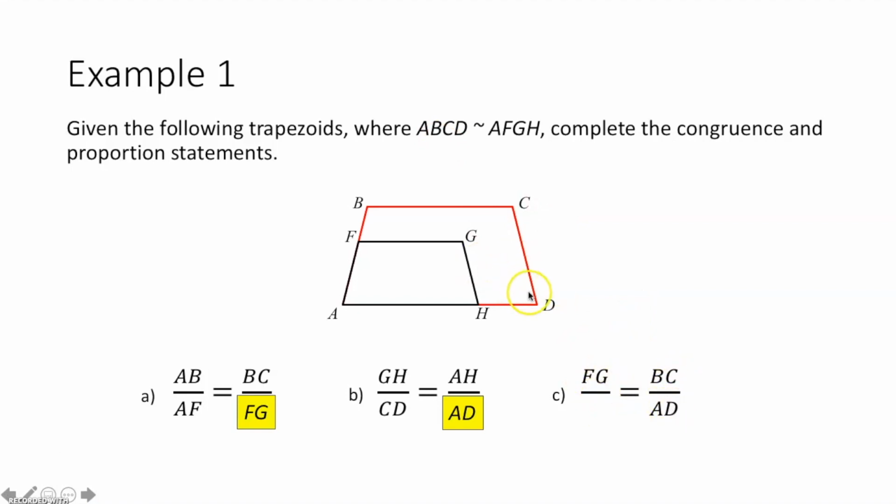For part C, we have FG over blank is equal to BC over AD. We'll start with our figure. BC, where's BC? BC is the top of the big trapezoid. AD is the bottom of the big trapezoid. Okay, so we have top of the big over bottom of the big. So this side should be top of the small over bottom of the small.